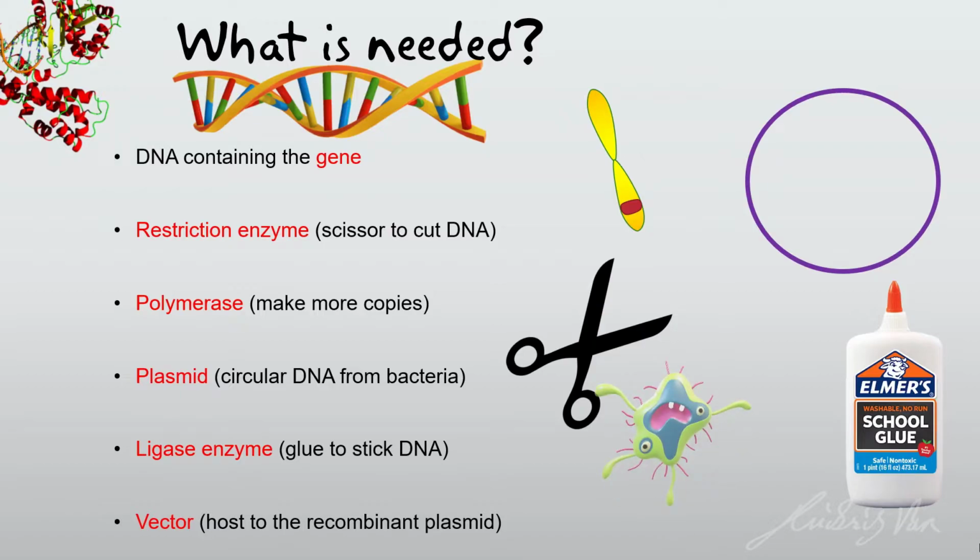And you will have to insert this recombinant plasmid into a vector. Most of the time it is either a bacteria or a virus. And if this is successful, the gene will be expressing itself, producing the protein, and we can harvest the protein. So now let us watch a video of the whole process.